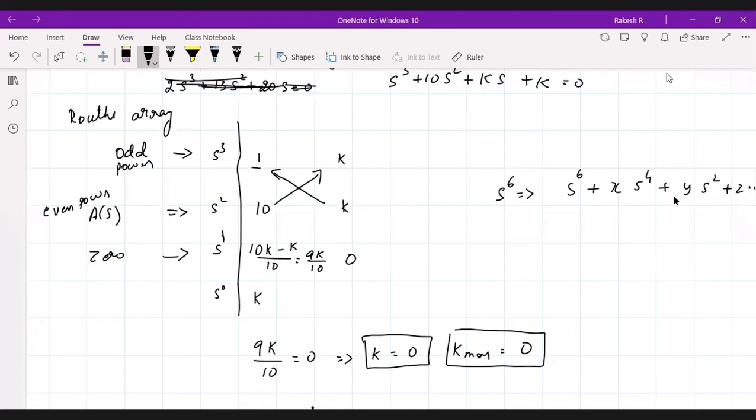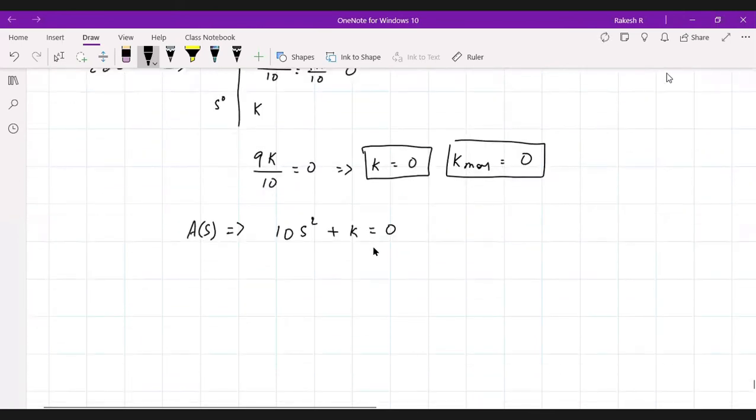Yesterday, one of the students asked me why you are considering only the odd powers and even powers. This is what you need to consider when you are considering the auxiliary equation. If you are considering this as the auxiliary equation, you need to consider only the even powers. You are not considering the odd powers here. Now, after this, 10s square, here k marginal is 0, is equals to 0.